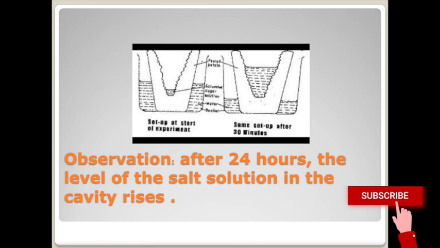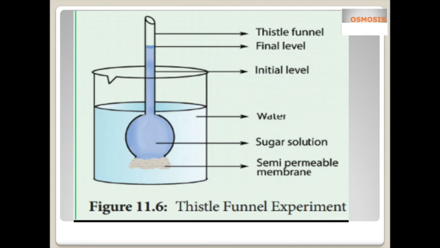Here we have another kind of setup showing the Thistle funnel. We have the semi-permeable membrane, as you can see, and the sugar solution. The semi-permeable membrane here, where we are using the Thistle funnel, could be cellophane, the skin of a toad, or the bladder of a pig. This setup is just to show you that you can also meet a question like that.